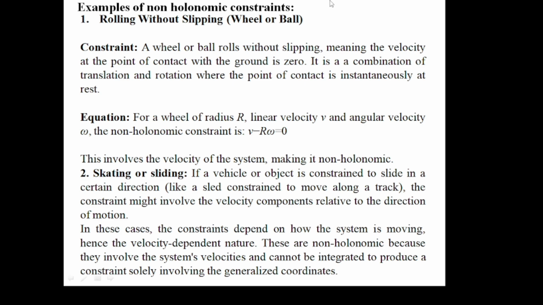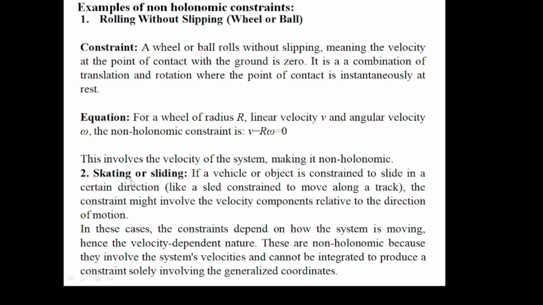So that means suppose the radius of the wheel is r, the linear velocity is v and the angular velocity is omega, then the non-holonomic constraint is v minus r omega is equal to 0. That means it involves the velocity of the system. It is a velocity dependent equation.